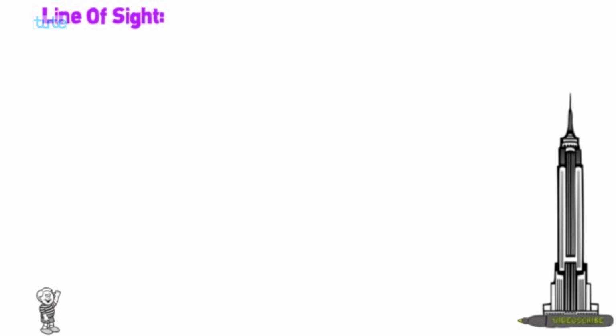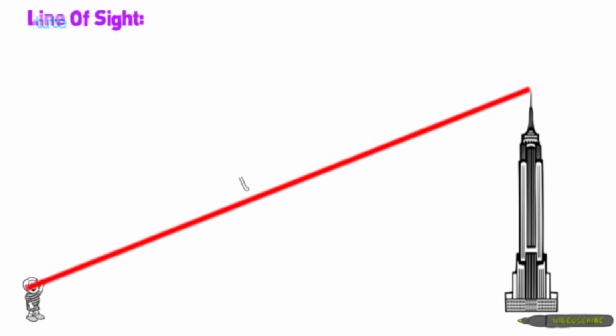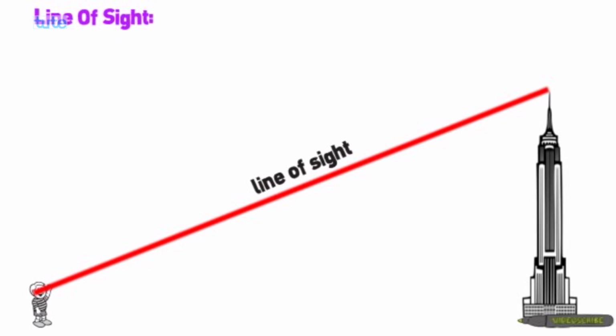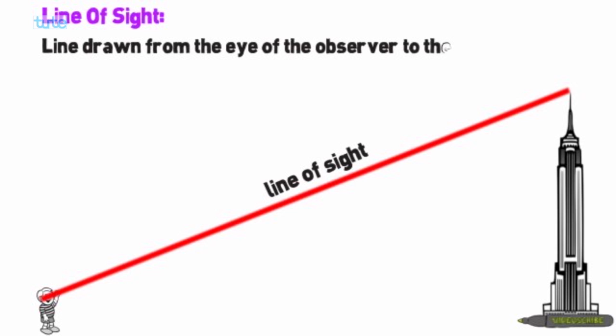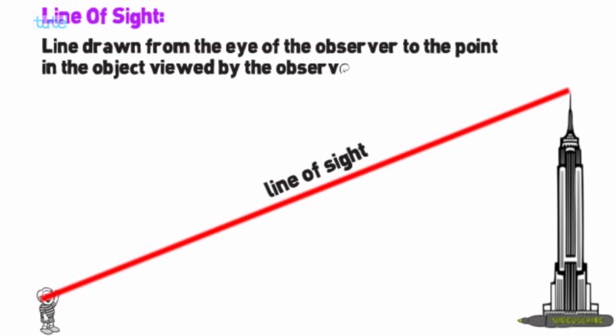Consider a boy standing on a ground and a tower which is at a certain distance. That boy is watching the top of the tower. So that imaginary line is called as line of sight. Line drawn from the eye of the observer to the point in the object viewed by the observer is called line of sight.